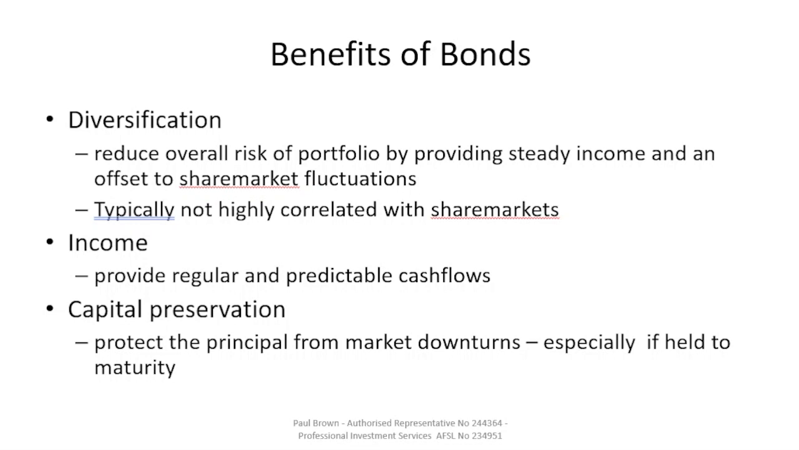Firstly and importantly, diversification. The bond market is a very large market, and there are lots of different types of bonds, global and domestic. They reduce the overall risk of a portfolio by providing steady income, and they can offset share market fluctuations. Typically, bonds are not highly correlated with share markets, meaning sometimes when the share market goes down, bond prices can go up, and vice versa.